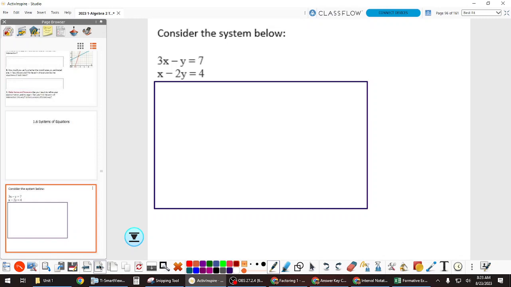The reason I'm saying that right now is because we did intercepts with these. I'm just going to write it up here real quick. So what is the x-intercept of this? You should be able to look at it and tell me.